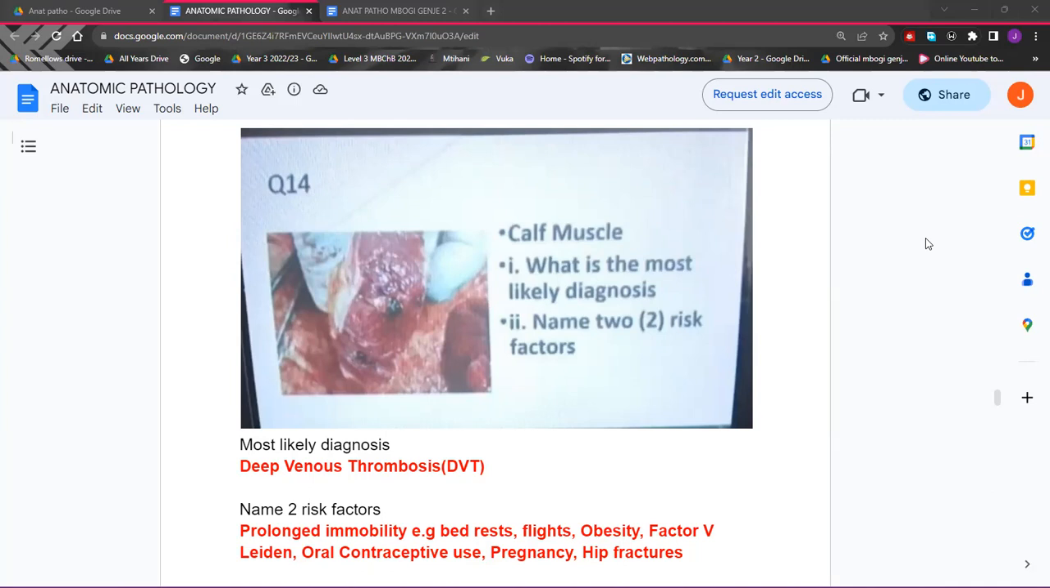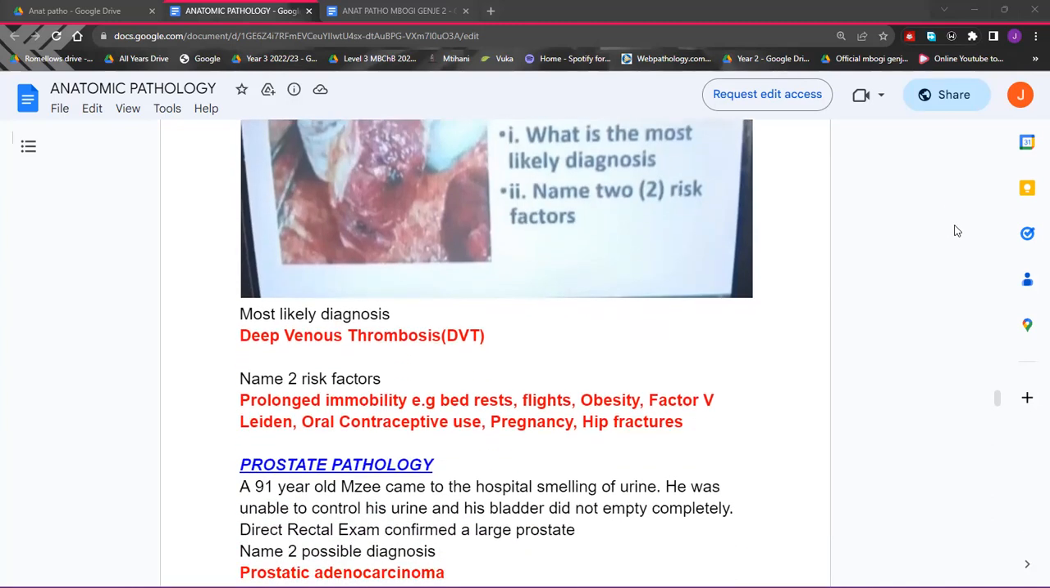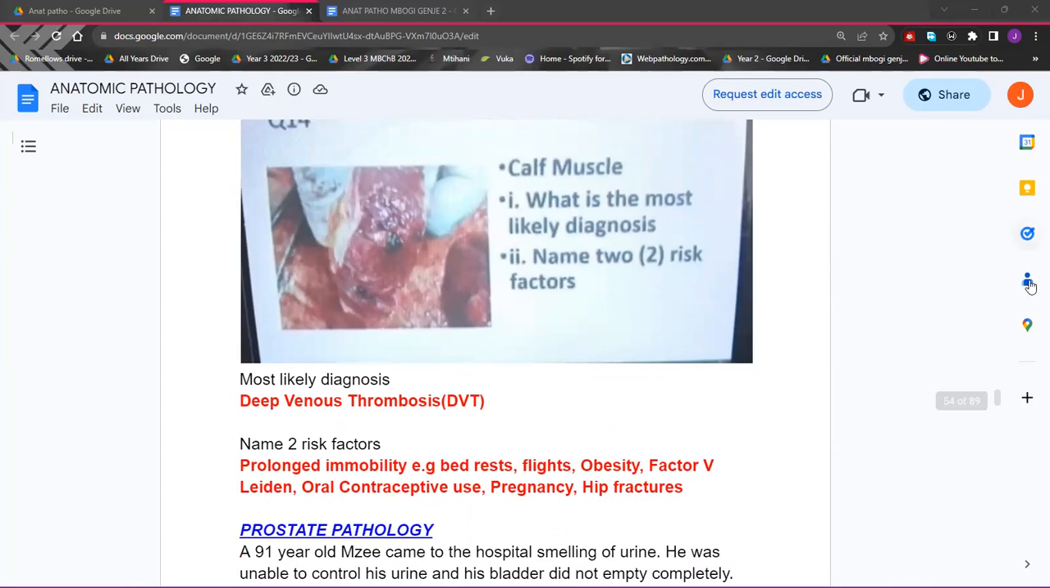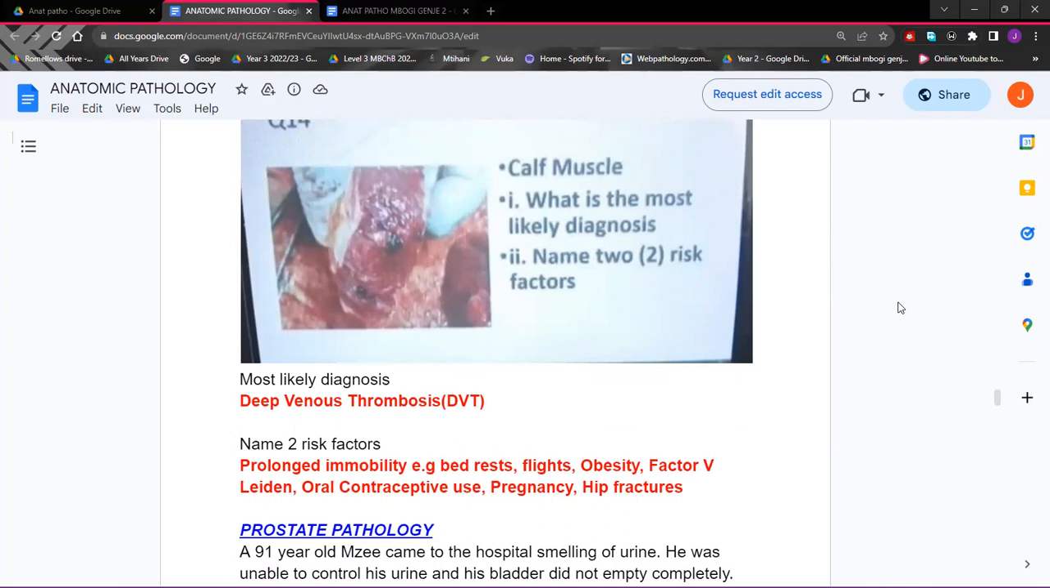Tenderness. So tenderness is pain when you touch. Distended veins in the lower limb. So this can probably be seen as maybe swelling. Great. I think you guys are doing well. Maybe if there are not any questions, we can move to the next question. Let's move to the next.